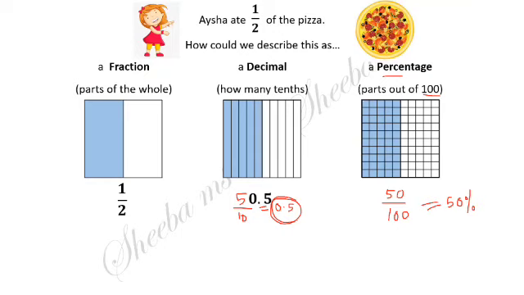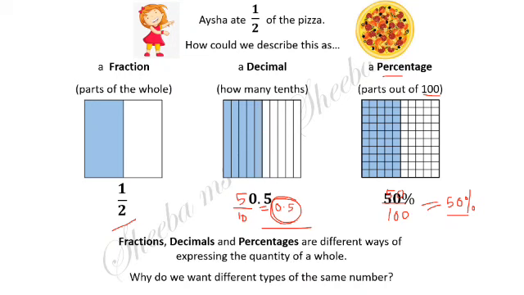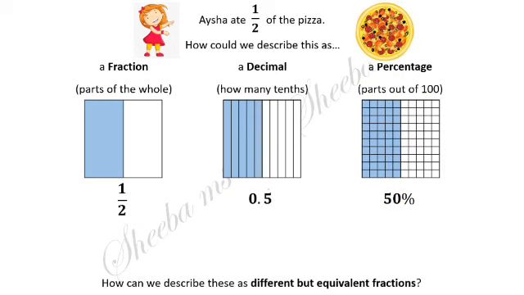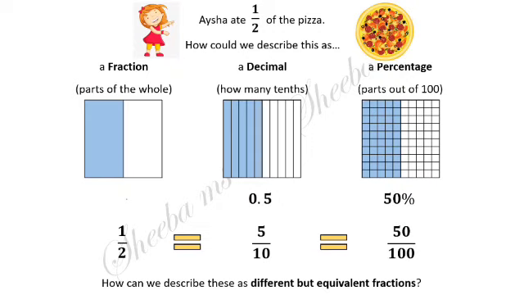So half of the pizza as a fraction is 1 by 2, as a decimal is 0.5, and as a percentage is 50 percent. Fractions, decimals and percentages are all different ways of expressing the quantity of a whole. Here we have shown half of the pizza in three different ways. Half means 0.5, and it is 50 percent, 50 by 100.